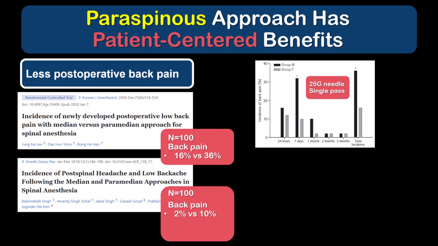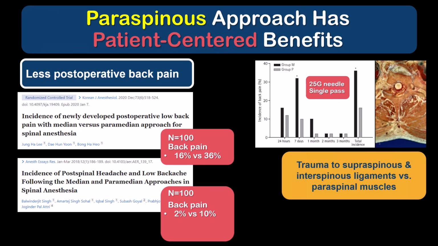I will say this finding was somewhat surprising to me, so I had always thought that pain from muscle trauma would be more significant. But in fact, it's thought that it's the trauma to supraspinous and interspinous ligaments caused by a midline approach that appears to be a more important factor, and certainly the evidence would support this.